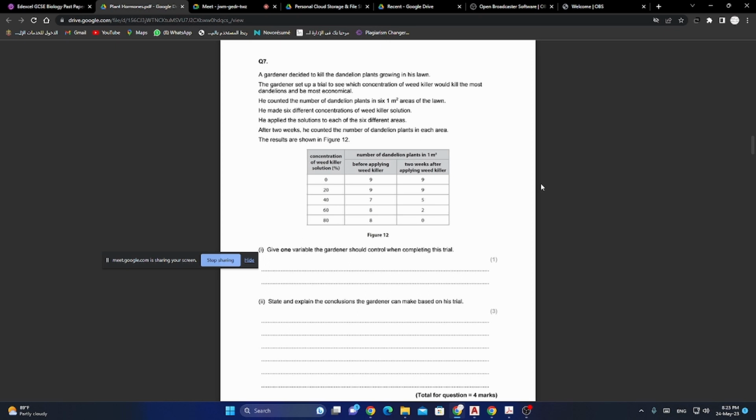But what is one variable that should not change? A variable that needs to be controlled. Well, technically, he already controlled it. So you need to provide something else that wasn't provided in the question.